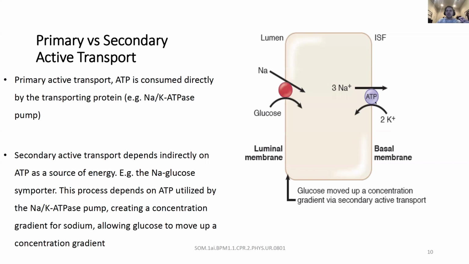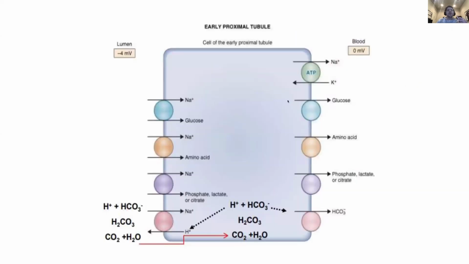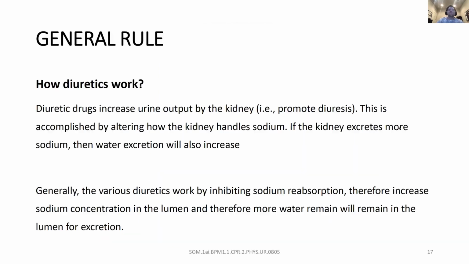So we kind of talked about this, but primary active transport is going to be like your sodium-potassium ATPase, whereas secondary active transport is that sodium-glucose transporter. Now, we talked about this. The proximal convoluted tubule's major job is you're going to want to take in glucose and take in amino acids.